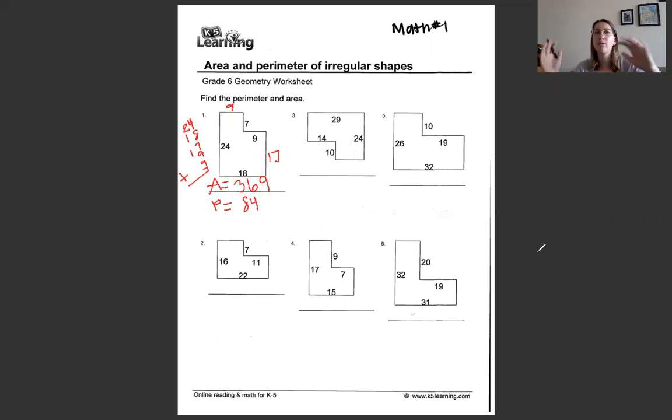So I'm not going to go through all that math. Again, it's okay if you want to use a calculator for that part. I totally get it.